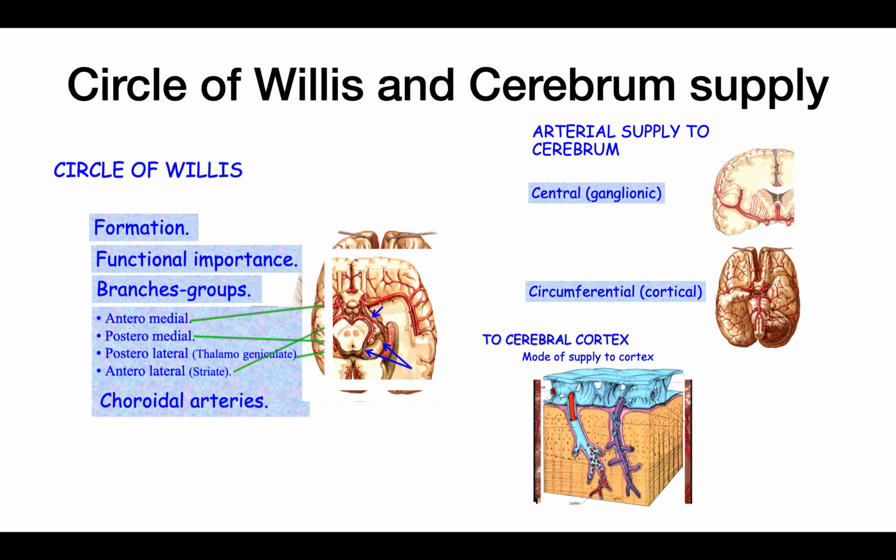Okay, so the circle of Willis right here is going to have branches to basically everywhere in the brain, and more importantly, it's a circle, so it's going to be able to provide the brain with oxygen even if any of these branches are occluded. There is a circumferential way of providing blood to the brain.